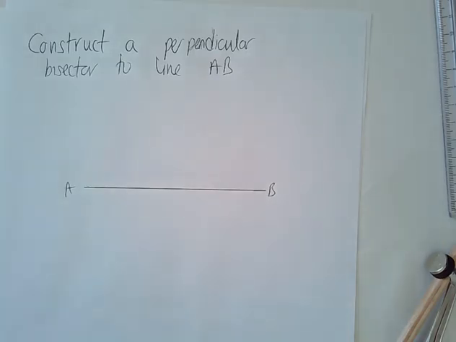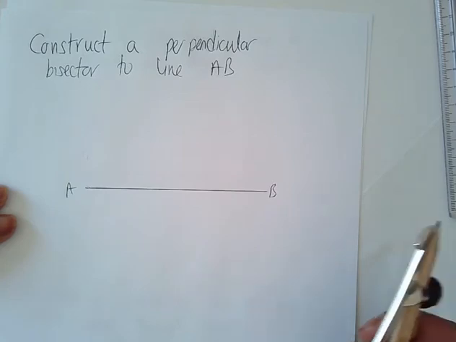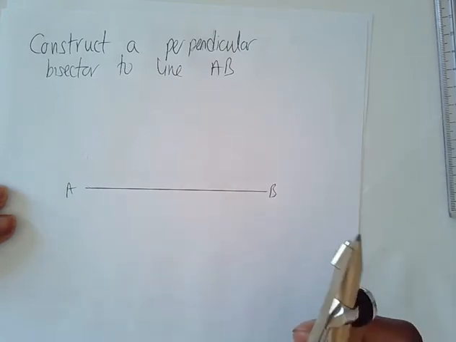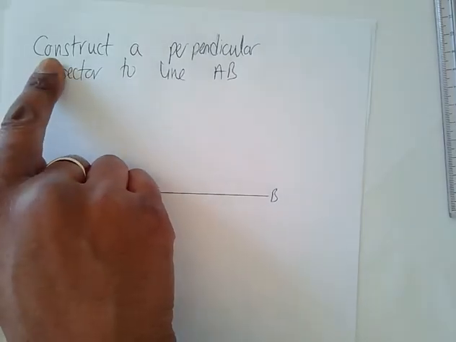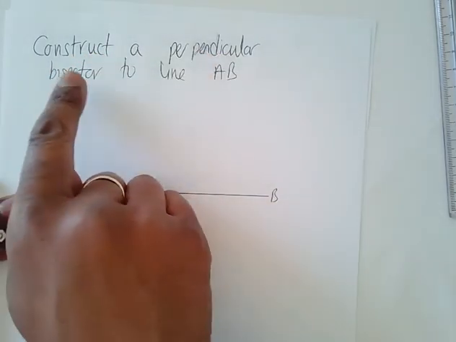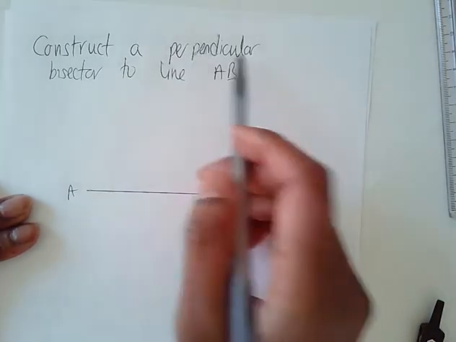In this video, I'll show you a series of construction work. When you come across construct, you'll need a compass and a ruler. In this example, I'm going to construct a perpendicular bisector to line AB, which means perpendicular means right angle.